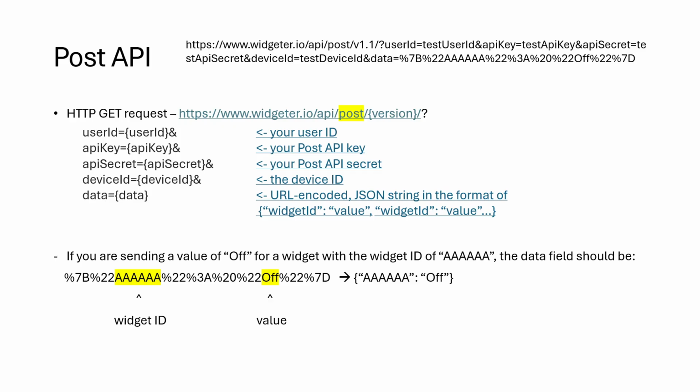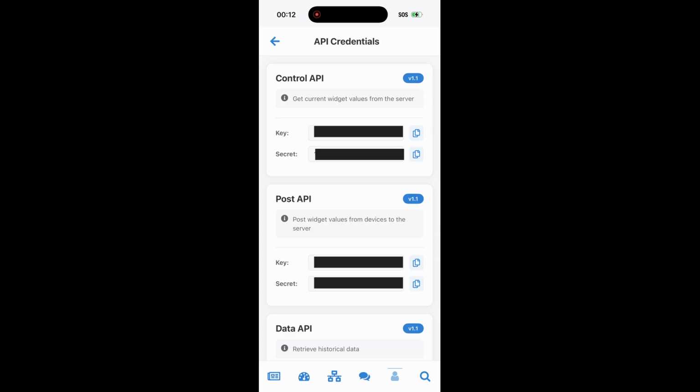Here, we see how to construct the URL for our Post API GET request. The URL always starts with https://www.widgeter.io/API/ then the name of the API, in this case, Post, then the version, another / then question mark. As of recording this video, the version of all APIs is v1.1. The current version can always be found in the Widgeter app by going to the API information screen.